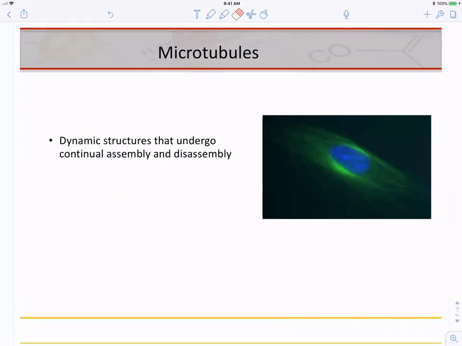Another class of natural products that interfere with cell replication and are used as anti-cancer agents act on microtubules. Those are dynamic, protein-based structures. They undergo continual assembly and disassembly, and together with actin, they determine the cell shape, and they are involved in the intracellular movement of organelles. They also are involved in forming the mitotic spindles, so they play a very important role in cell division.